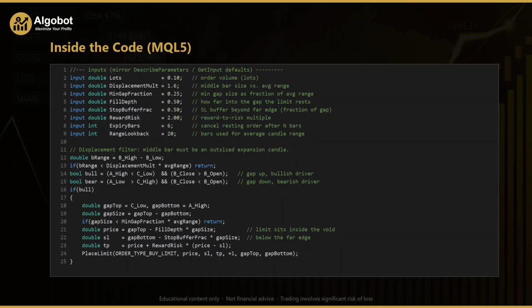Inside the bull block, gap top is C's low and gap bottom is A's high. The entry price is computed by stepping fill depth of the way down into the gap. The stop loss sits below the far edge, buffered by stop buffer frac of the gap size. And the take profit is the entry plus reward risk times the distance from entry to stop. Finally, place limit sends the buy limit order. The bearish branch follows the identical logic, simply flipped upside down.